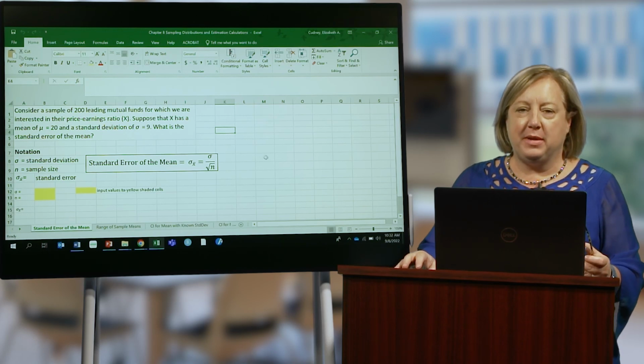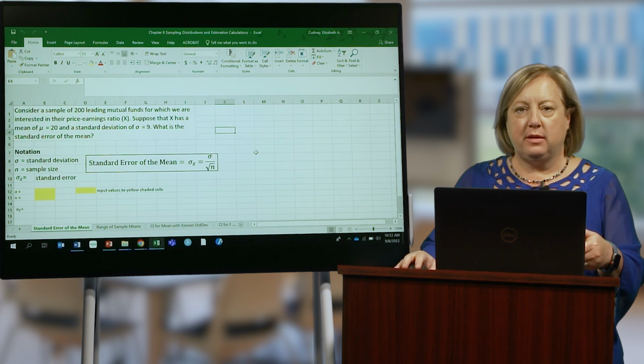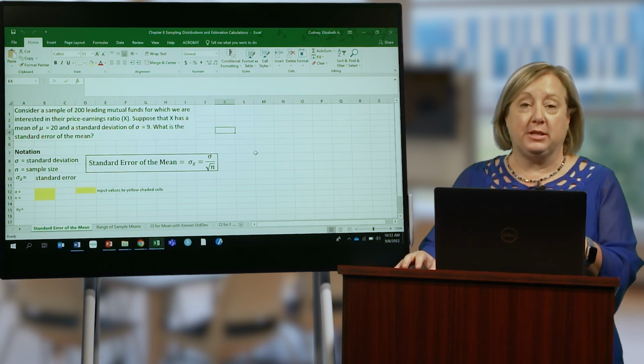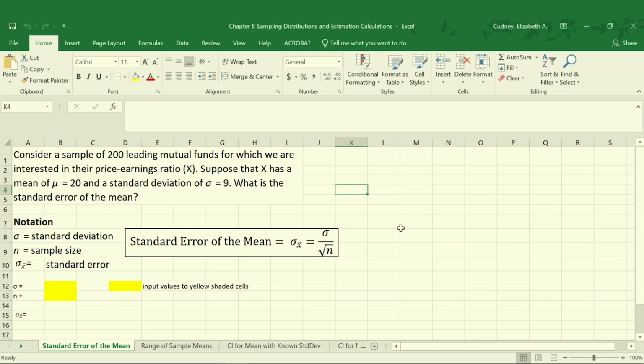The standard error of the mean is a great way to measure how well your sample mean truly estimates the population mean. So let's take a look at an example. Let's consider that we have a sample of 200 leading mutual funds, and we're interested in their price-earning ratio, which is our X. Suppose that X has a mean, or mu, of 20 and a standard deviation, or sigma, of 9. We can use that information to calculate the standard error of the mean.